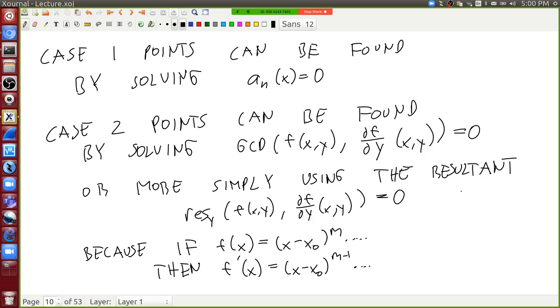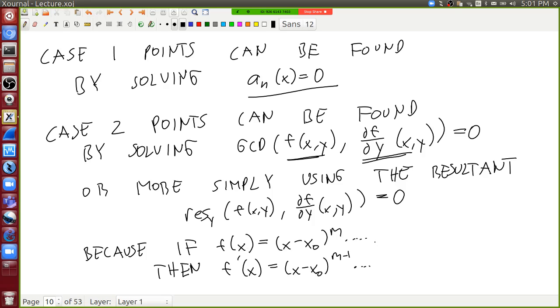So we can isolate these points fairly easily. Case 1 points, we just solve a_n(x) = 0. I'm treating solving a univariate polynomial over the complex field as a primitive operation. We can just extract roots. And then for the case 2 points, we want to look at the GCD of the defining polynomial of the curve and its y derivative, its partial derivative with respect to y.